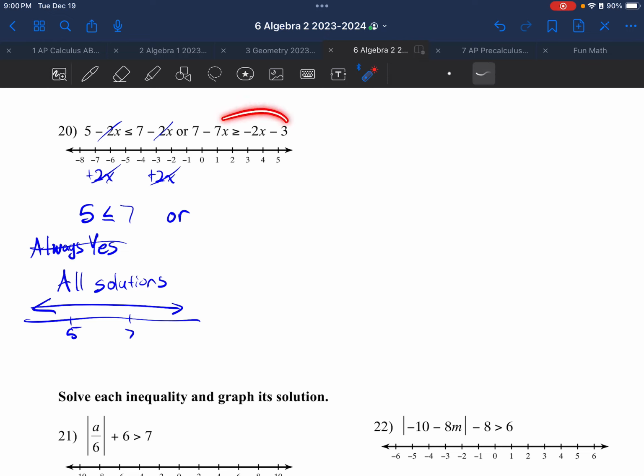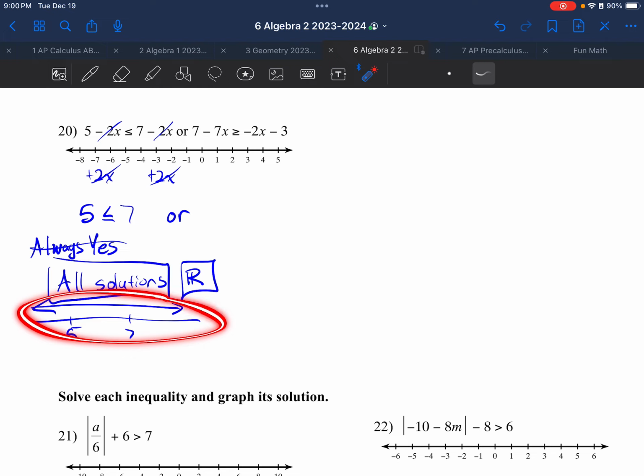You don't even need to bother doing this inequality over here, because if you're doing an "or," it only cares about one line or more. You could have 1, 2, or 3. Anytime you have at least 1 line, that's the answer. And since I have 1 line everywhere, the answer is everywhere. It's all solutions. Sometimes we have a shortcut for this. We say R for all solutions like that. You can say all solutions or R, but the graph of it is a line that just goes everywhere.